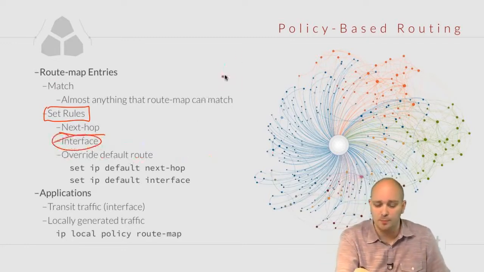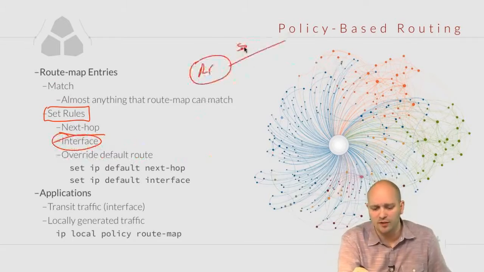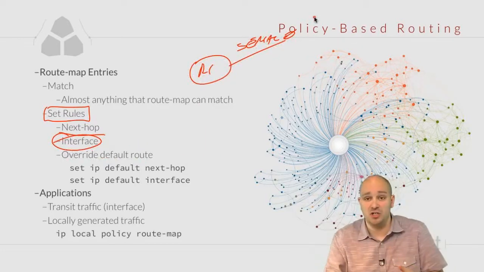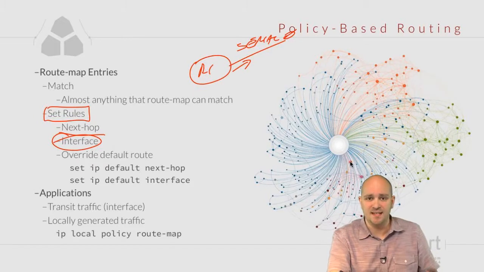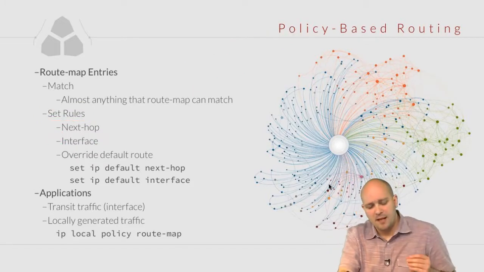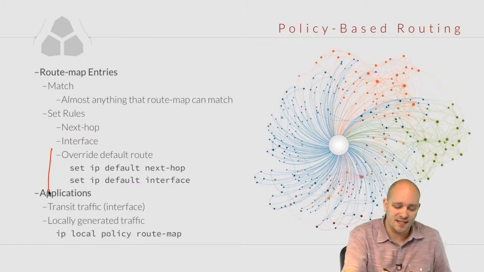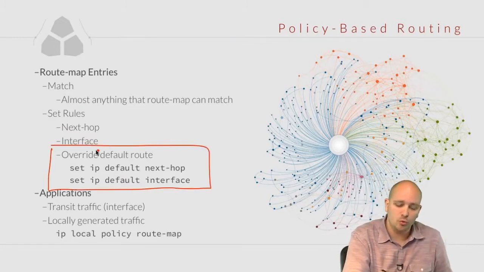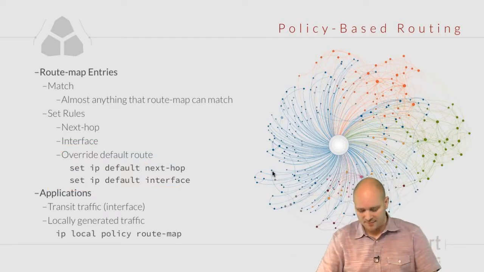Instead of saying use a particular next hop, we can just tell router 1, send this out of interface, let's say serial 0. So whatever is on the other side, we don't care as long as the exit interface is this here. But there is a special form of the set statements which are designed to sort of override the default route. Now, let me explain this.